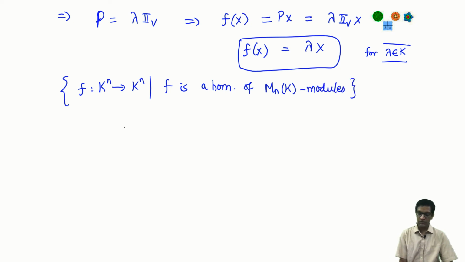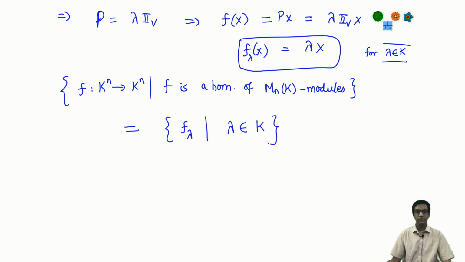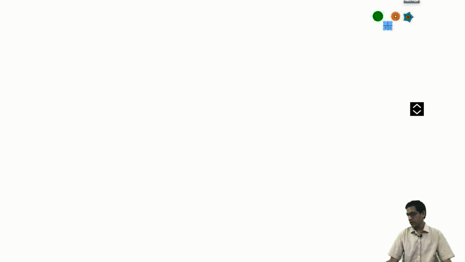The set of all homomorphisms is just the set of all scaling maps. So maybe we should call this scaling map something. I fix a lambda, so maybe I'll call this f sub lambda, the scaling by lambda map. So this is just the set of all f sub lambda where lambda ranges over all elements of K. It's exactly the set of scaling maps. Okay, so that was a second example of what homomorphisms look like for this particular module over the matrix ring.